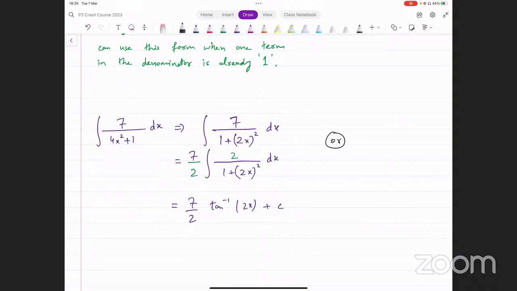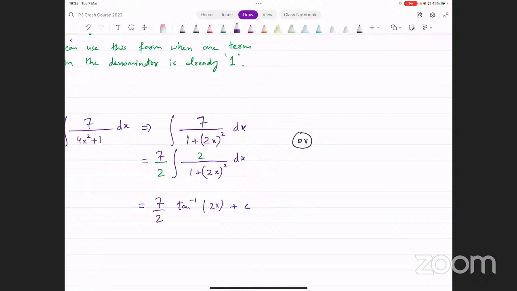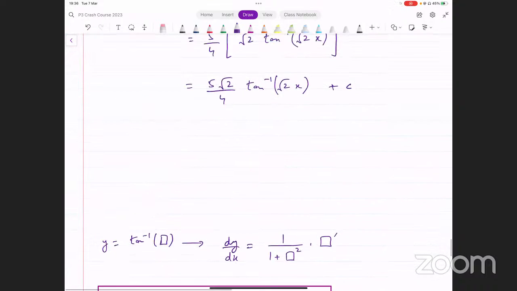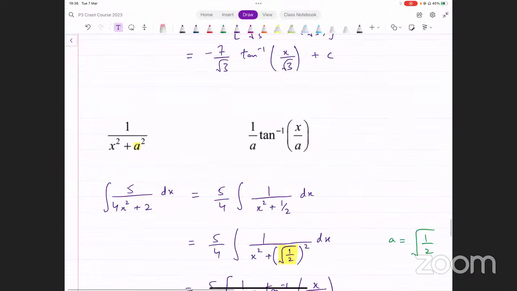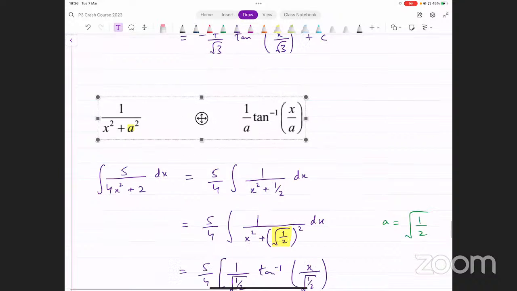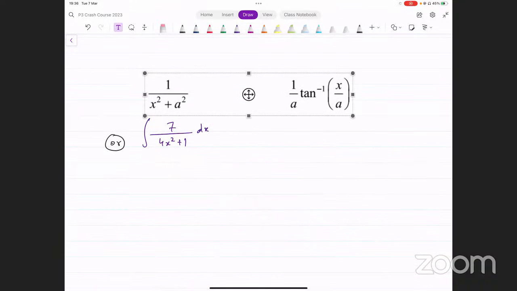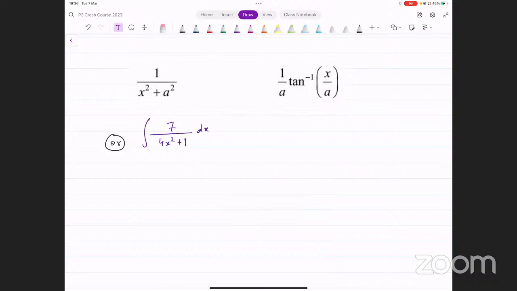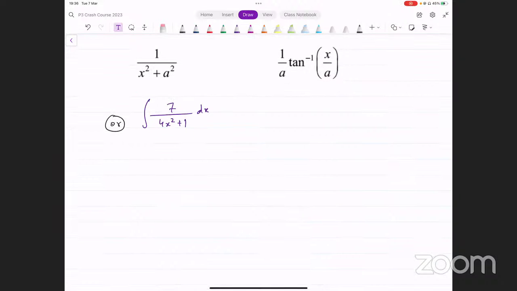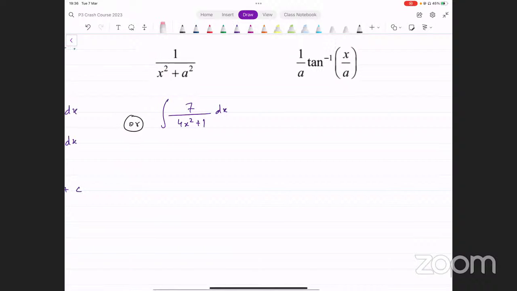Let me explain how that would work here as well. So you have 7 over 4x squared plus 1. You integrate it with respect to x. What was the earlier rule? Let me copy that here. This is the one that you're given in the formula sheet and on the integration page. What was the condition for using this form? You need the coefficient of x squared to be 1.